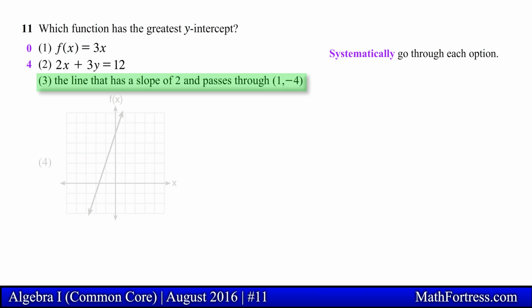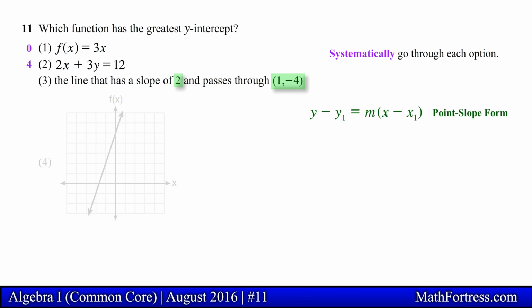For option 3, we are not provided with a function, but we are provided with a description of the line. In this case, the line has a slope of 2 and passes through the point (1, negative 4). In order to determine the y-intercept, we can make use of the point-slope form of the equation of a line to do just that. The point-slope form has the following form, y minus y sub 1 equals m times the quantity x minus x sub 1, where m represents the slope and x sub 1 and y sub 1 represent the point's x and y coordinates, respectively.